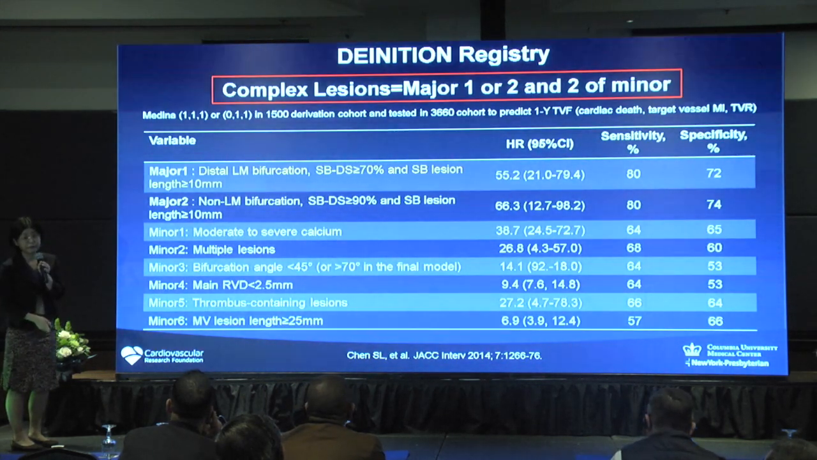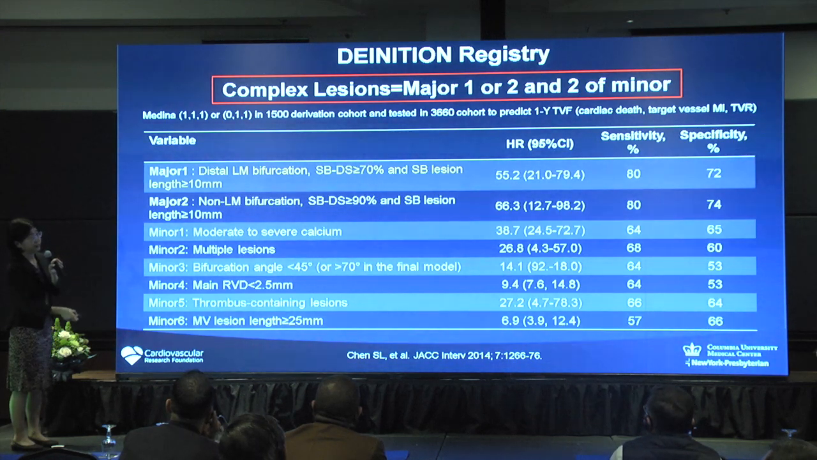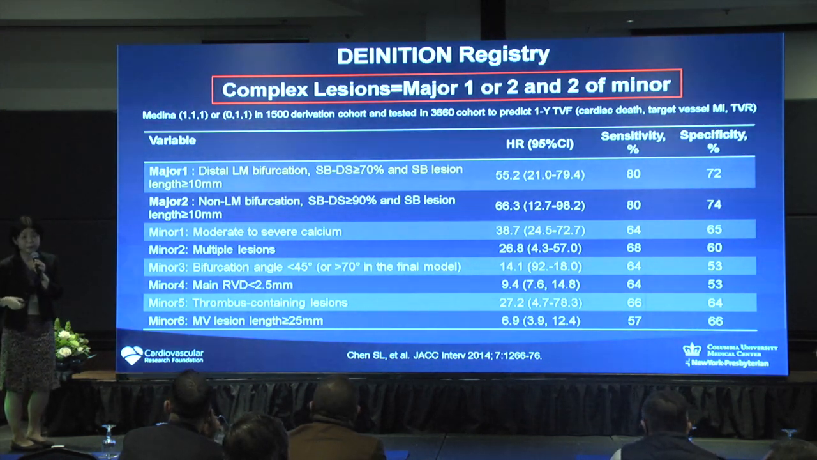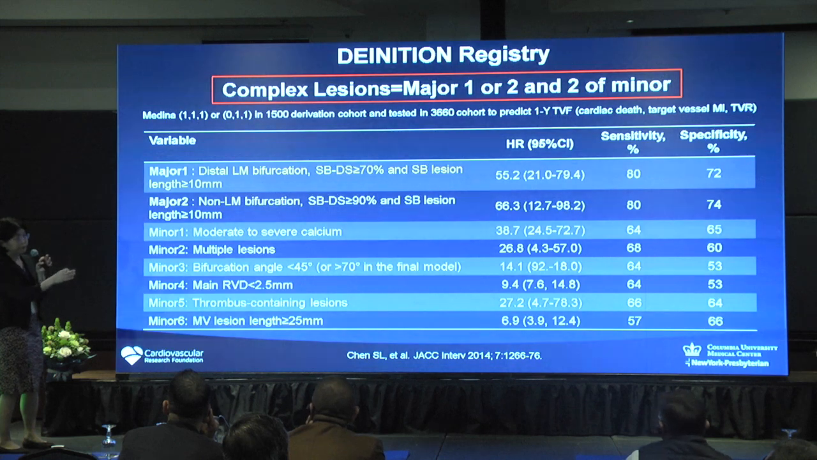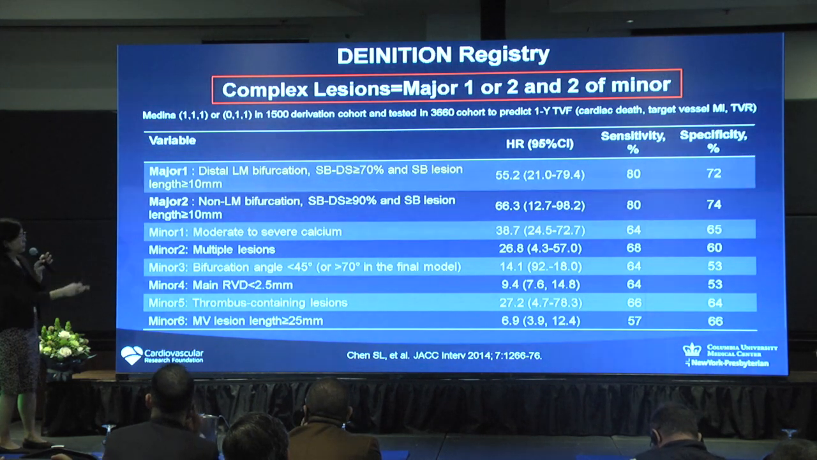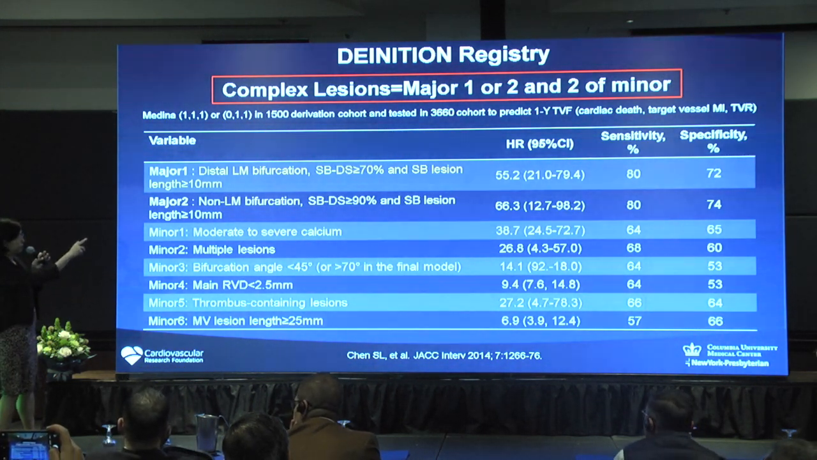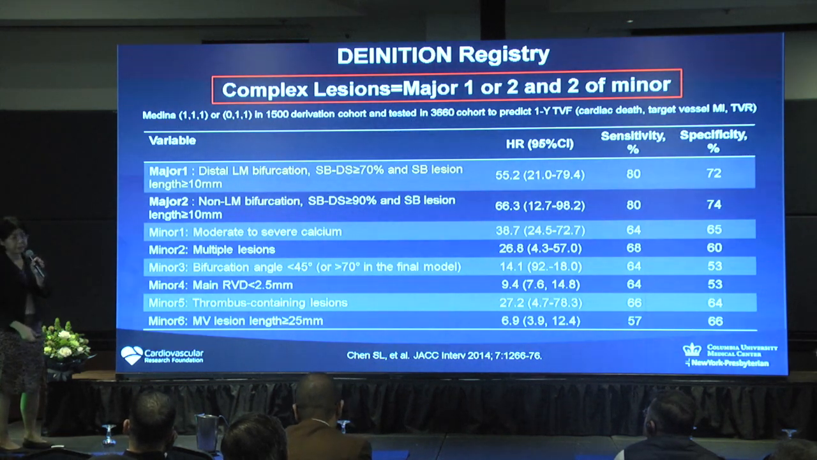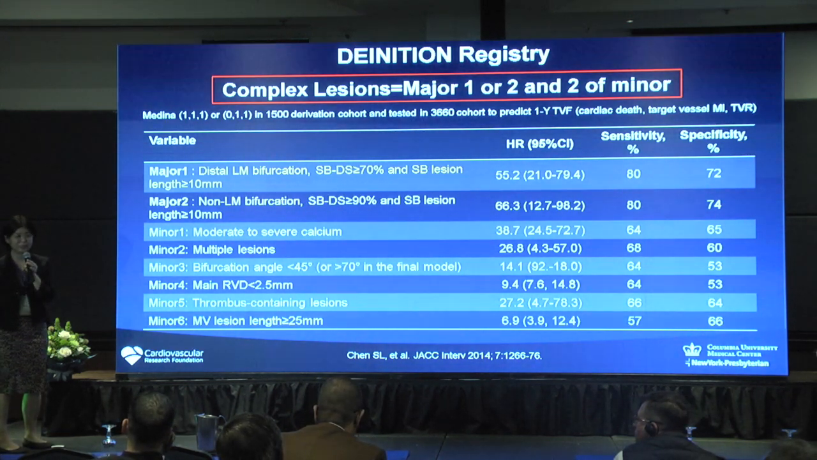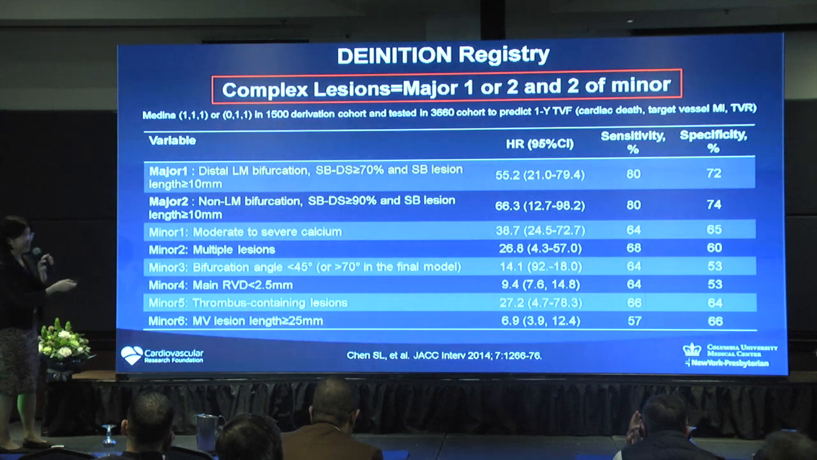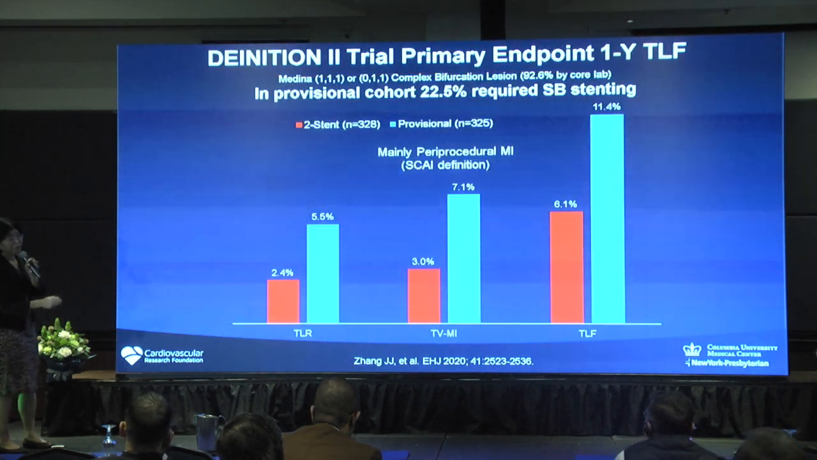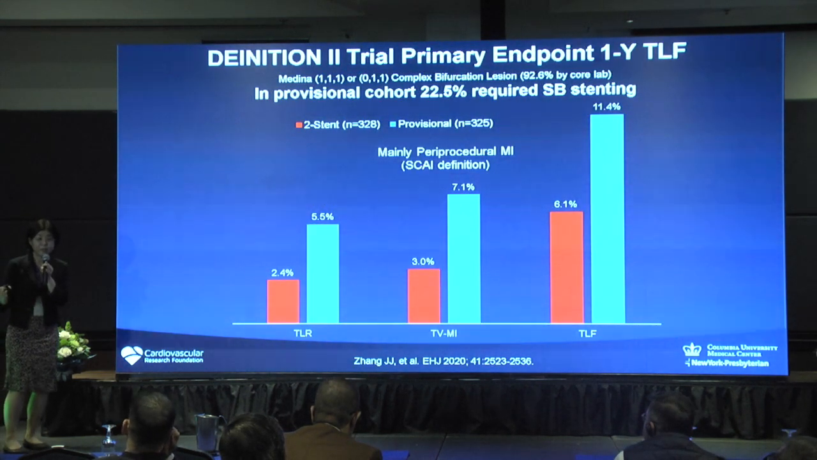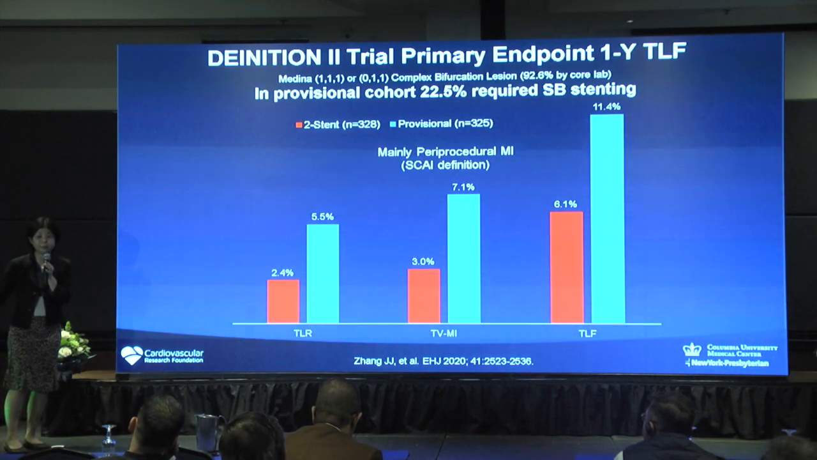This is a study from China. They did a study to define what is a complex bifurcation, and then based on the registry data, they show the complex bifurcation in the distal left main has a side branch length of more than 10 millimeter. In the morning we discussed, I think this is too long. That's their definition. But based on this definition, including only the complex bifurcation, the side branch is very significant.